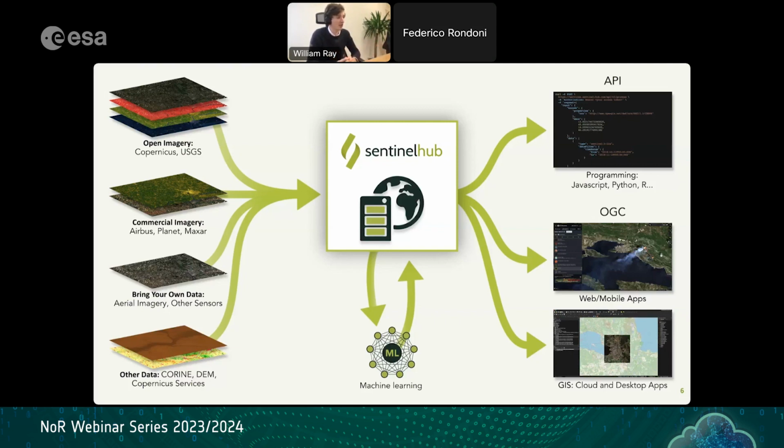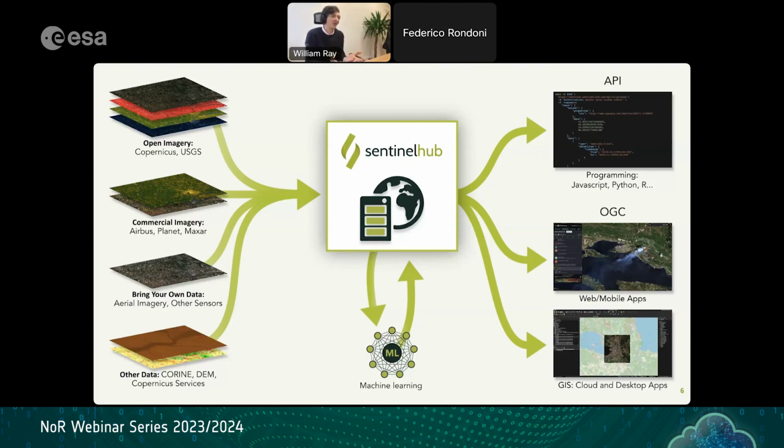You can also bring in your own data. This could be anything from aerial imagery to drone imagery, as long as it meets the requirements for Sentinel Hub. Basically, it needs to be a cloud-optimized GeoTIFF and a few other parameters which are easy to generate using GDAL. You can use it in Sentinel Hub. And you also have access to plenty of other data sets in the Sentinel Hub ecosystem. These range from, say, the Corine land cover maps produced by the Copernicus program, as well as digital elevation models.